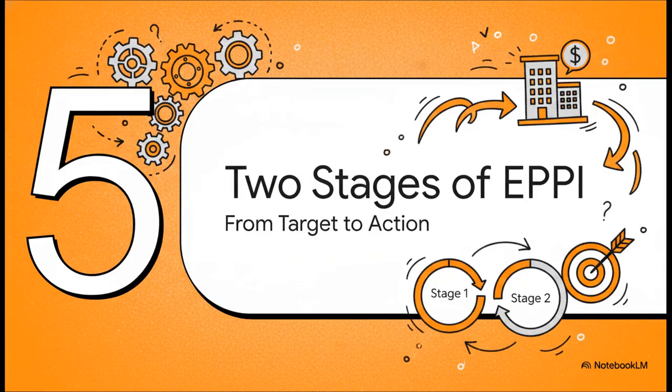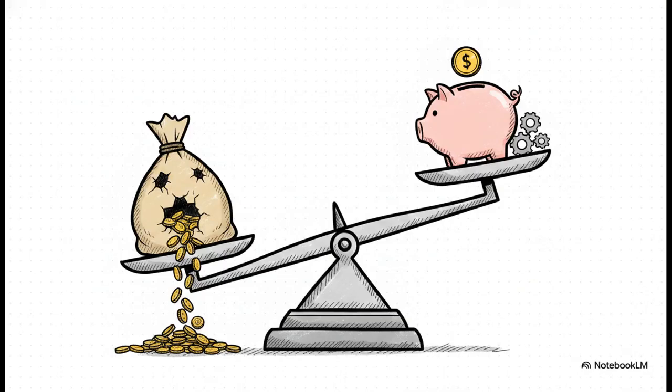Now that we've found the root causes across our 5 tiers, we move to Section 5, the 2 stages of EPPI, going from target to action. In Stage 1, which is called targeting EPPI, we have to prove that fixing the problem is actually worth the cash. We do this by calculating 2 things.